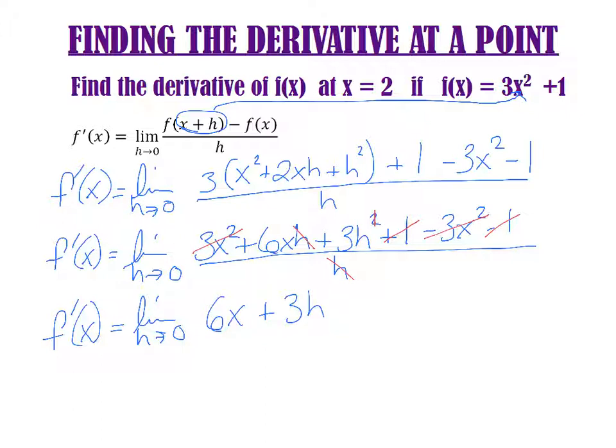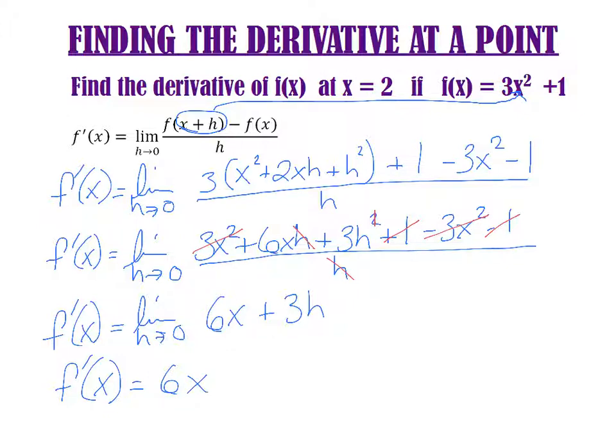Now I'm ready to evaluate the limit. And what that means is now I'm ready to do the direct substitution. If I put 0 in here, that goes away. It looks like my derivative is 6x.